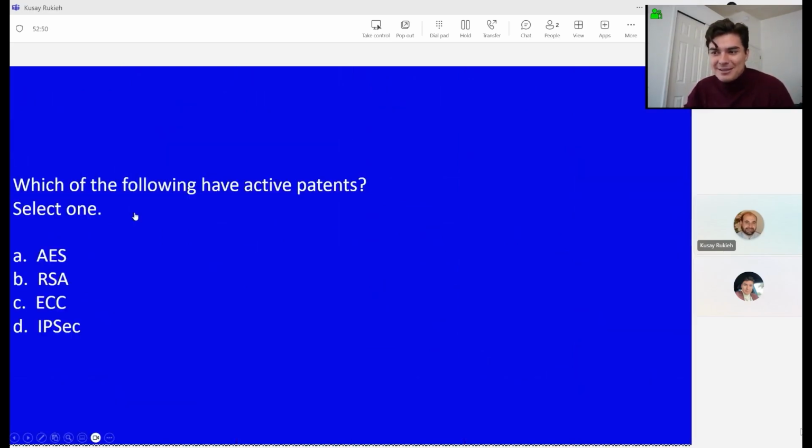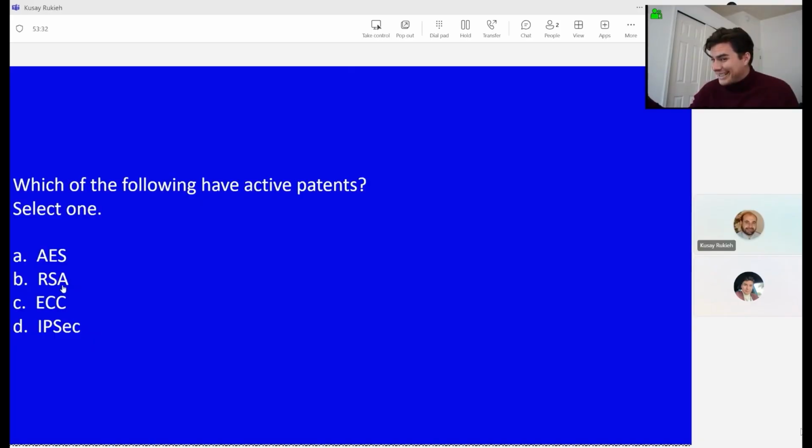Okay, let's go with standards and patents, $300. The last one. Which of the following have active patents? Active, huh? What's the latest technology? Who's the newest kid on the block that everybody loves to use nowadays? I don't know the answer to this one. Can I phone a friend? AES and IPsec, they don't have patents, right? So what's left is between B and C. I'm gonna go with B.